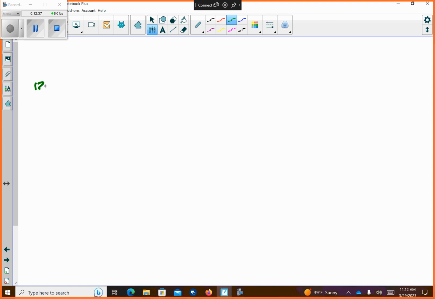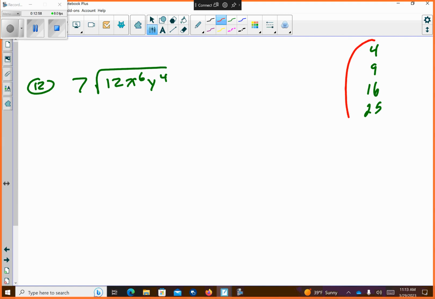All right, number 12. We have 7, and then we have square root 12 x to the 6th, y to the 4th. Okay, so if I list my perfect squares, I don't have to list too many. Which one of those would work to multiply to get 12? 4. Yeah, 4 times 3, right?